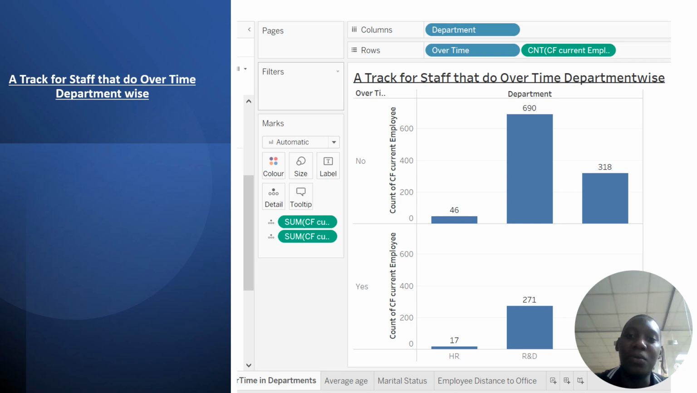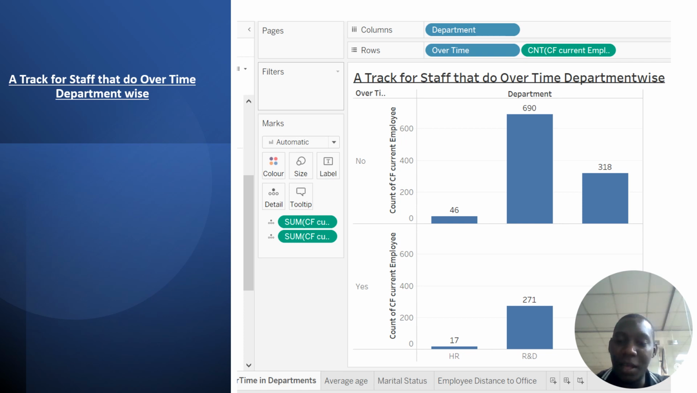The first one was about overtime in a department. As you can see, there are different people in the different departments. There are those that do overtime and those that don't do overtime. For example, HR has 17 staff that do overtime, but also has 46 that do not do overtime. And the same applies to the other departments like R&D, and then the sales department.